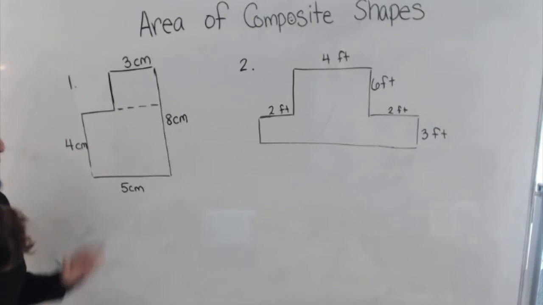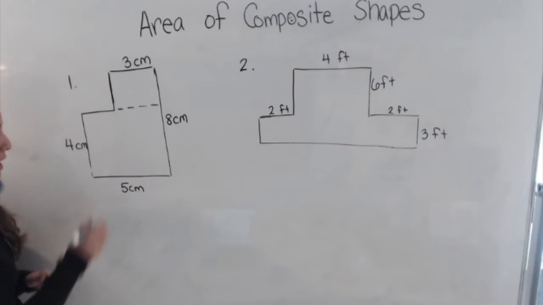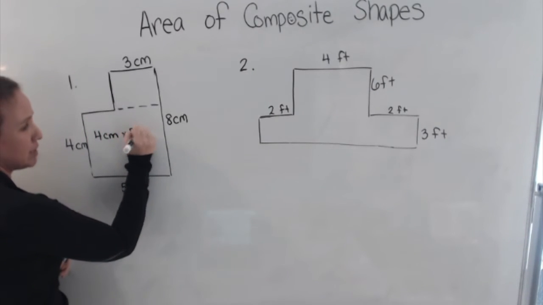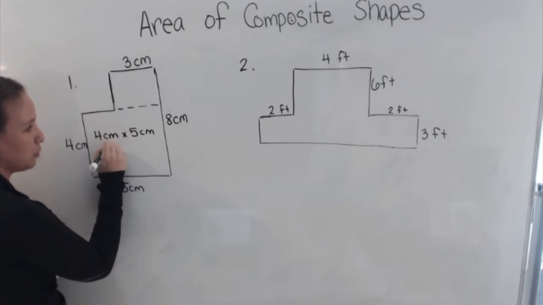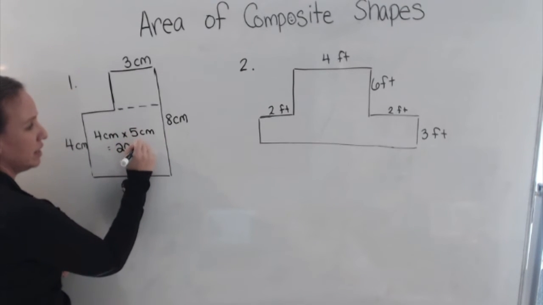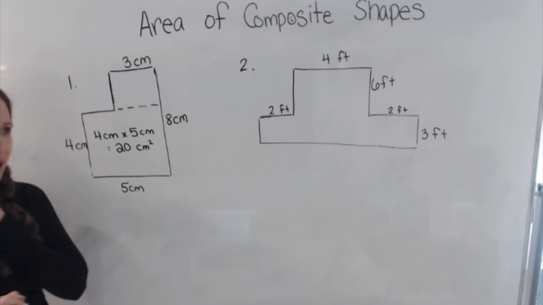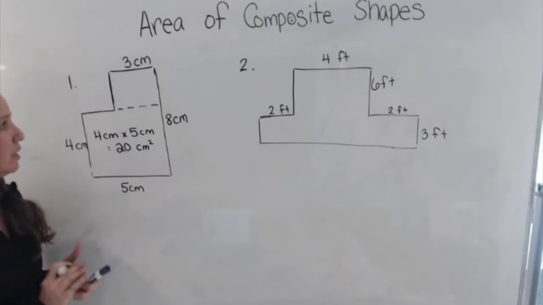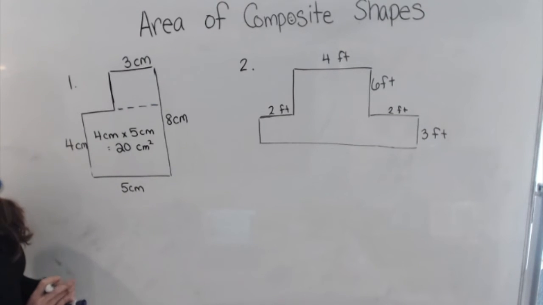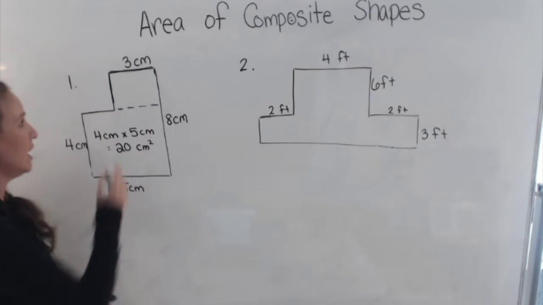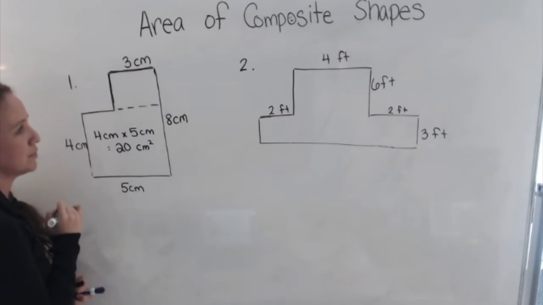But I know I can see this right away. Can anybody tell me what the area of this lower rectangle is? If the height is 4 and the base is 5, we go 4 centimeters by 5 centimeters, and that would be 20 centimeters squared. So we have the area of that bigger rectangle. But what about that small one up there? We have the length, but we don't know its height. We don't know how tall it is.